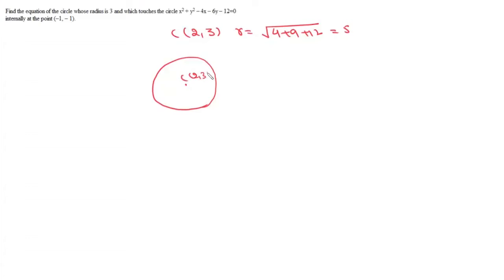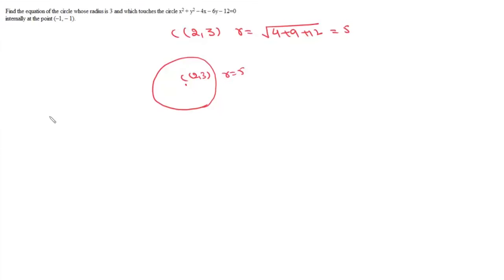Now here the question is, find the equation of a circle whose radius is 3 and which touches this circle internally at the point (minus 1, minus 1). Now the center of this circle is at (2, 3), and its radius will be under root of 4 plus 9 plus 12, which is 5. So we have this circle with center at (2, 3) and radius equals 5.